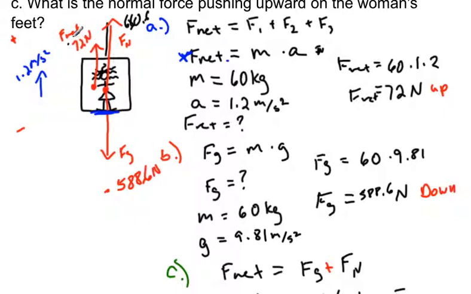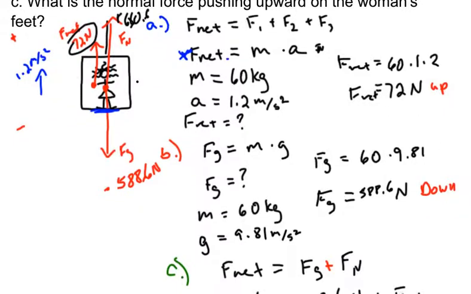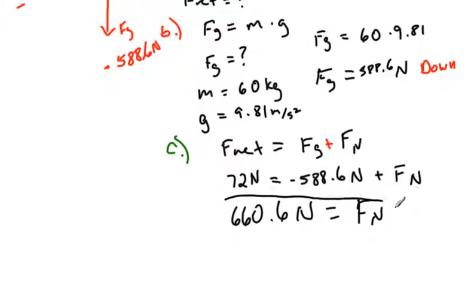So this is like your extra. So much is going up, this is positive. So much is going down, your extra is the Fnet, the difference between these two. And that answer makes sense. The normal force should be greater than the force of gravity because she's accelerating upwards. Alright, so that's your answer. We actually answered all of those.